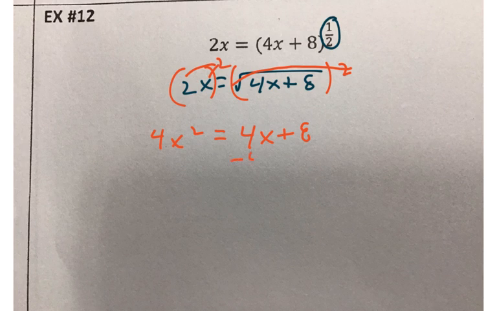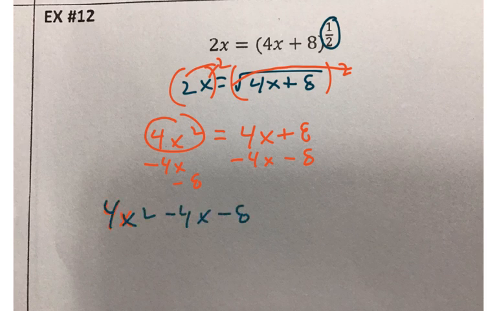Now, guys, I'm going to minus 4x both sides. I'm going to minus 8 both sides. The goal is to keep my x squared positive, which makes it easier to factor. So I have 4x squared minus 4x minus 8, equal, of course, that's 0 and that's 0.